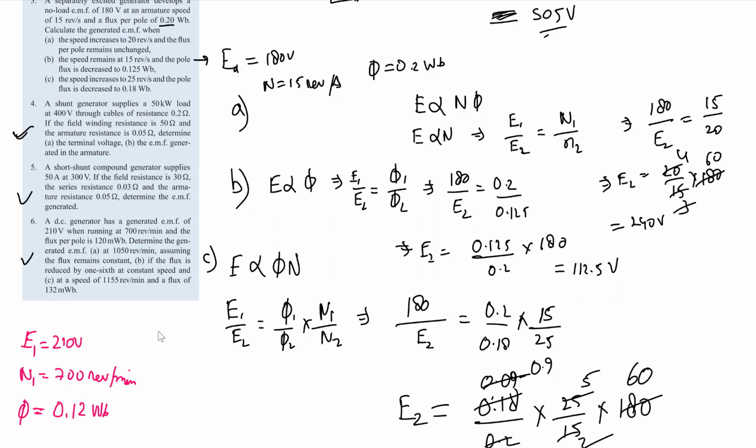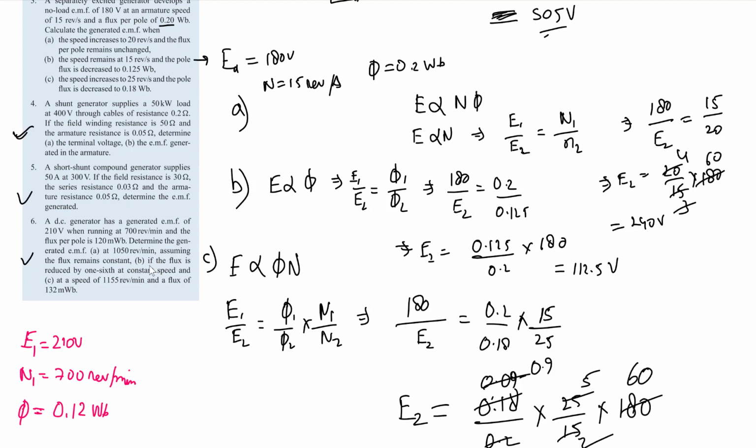Okay. Determine the generated EMF at 150 rpm, assuming the flux remains constant. So it's simple, we have also seen this. Here the phi remains constant, and if the speed has increased to 1050 rpm, we have to calculate E2, the generated EMF. Then, if the flux is reduced by 1/6 at constant speed.